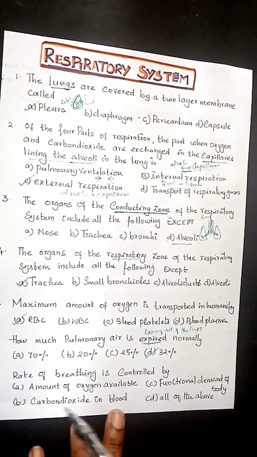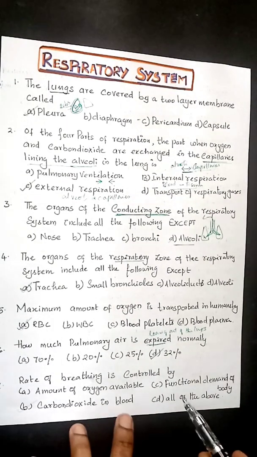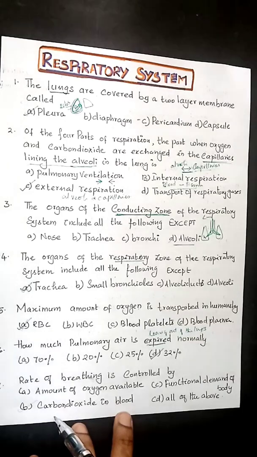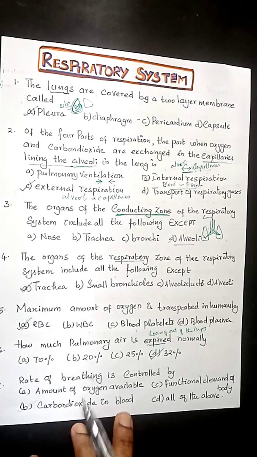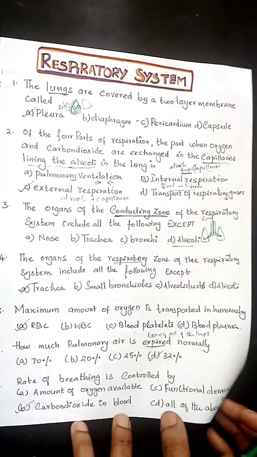Rate of breathing is controlled by amount of oxygen available, functional demand of the body, carbon dioxide level in the blood and all of the above. Rate of breathing is controlled by the carbon dioxide level in the blood.